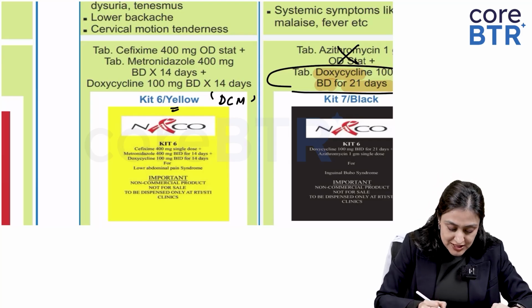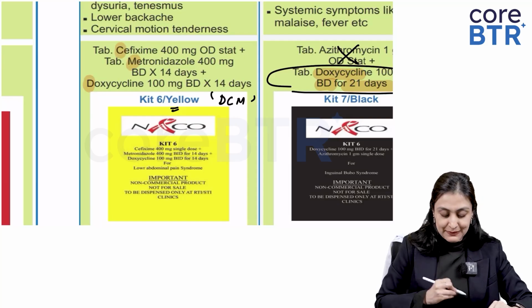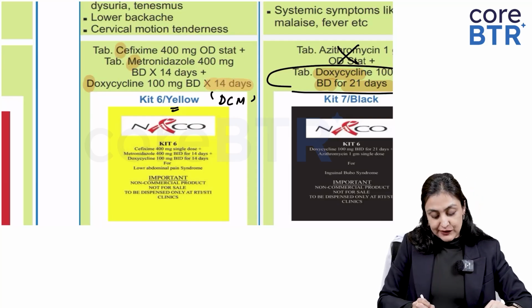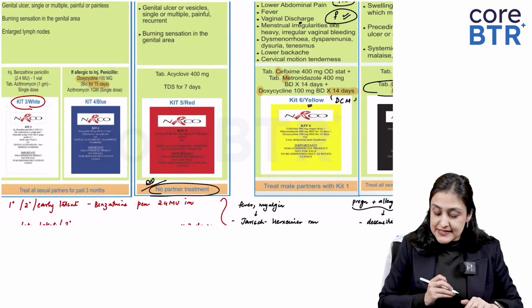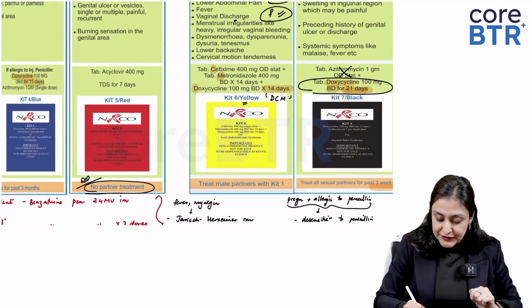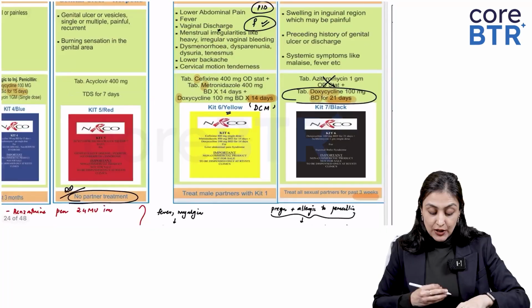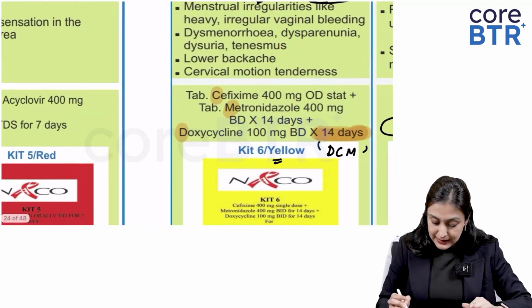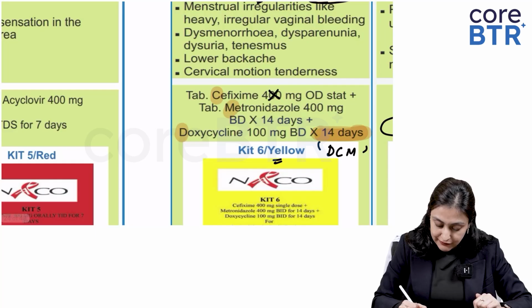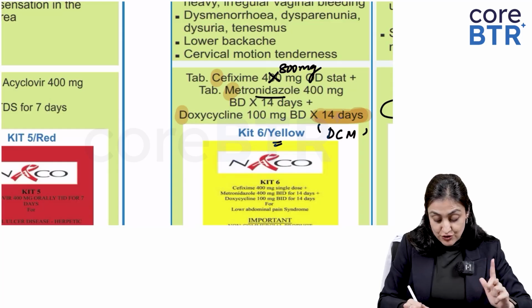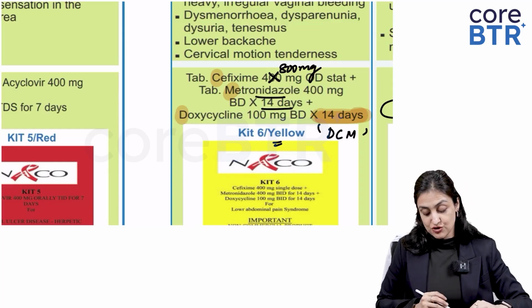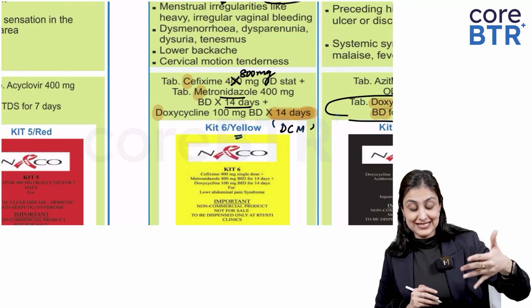So this is doxy, cefixime, metrogyl. Doxy is given for 14 days. Let's see, I was giving doxy for 15 days here, for 21 days here, and for 2 weeks here. All right. Then you have cefixime 400. Obviously wherever we have 4, we make it 8. So 800 mg OD stat, and metrogyl, I told you, is for 14 days. So metrogyl 14 days. So this is DCM.